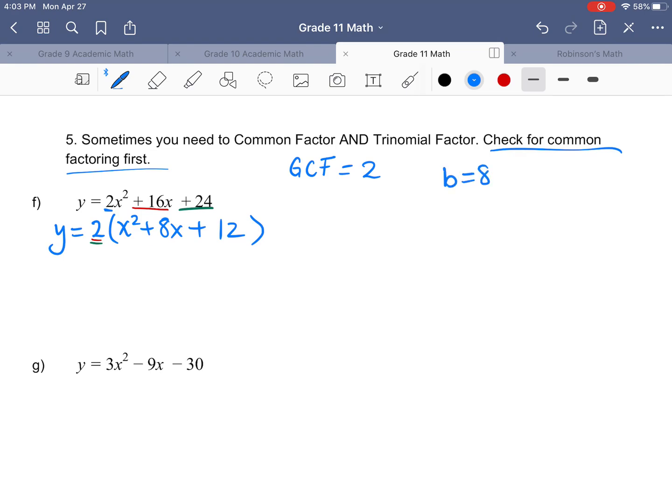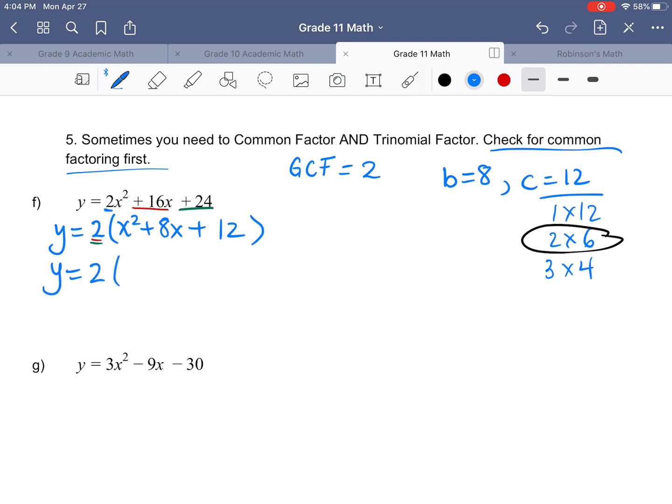So our B value is 8, and our C value is positive 12. So we're going to take our positive 12, and we're going to do our list with that. We've already done this list before, so hopefully it'll get faster the more you do it. And we need to figure out which two numbers add to give us positive 8. That's going to be 2 and 6. So now we can finish factoring. So y is equal to 2 times x plus 2 times x plus 6. So this here is our final answer.